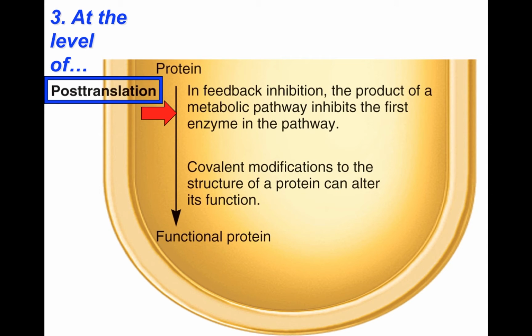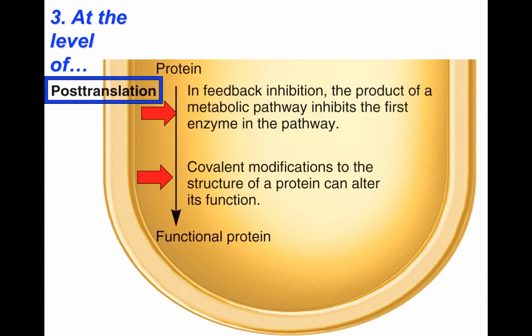First of all, in feedback inhibition, the product of a metabolic pathway, what the pathway produces, can go back and inhibit the first enzyme in the pathway to downregulate the amount of product that's produced by the pathway.